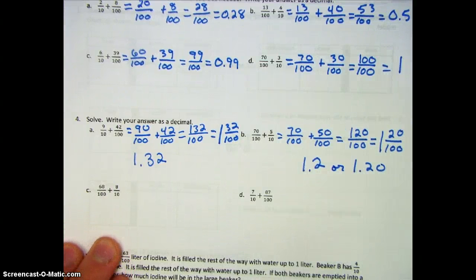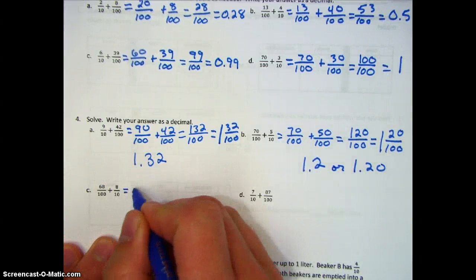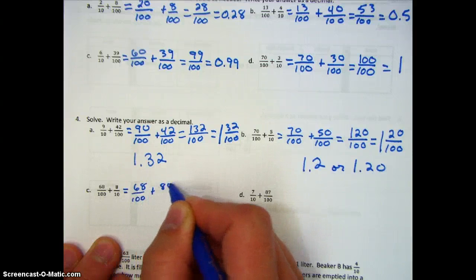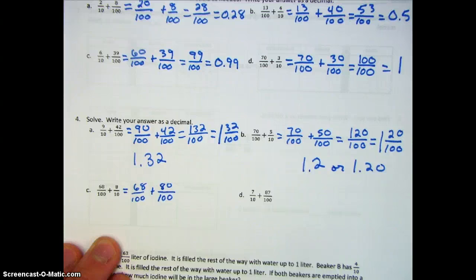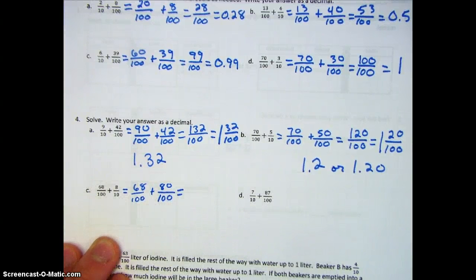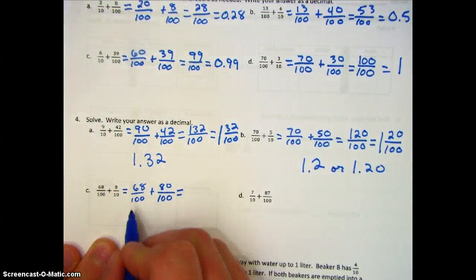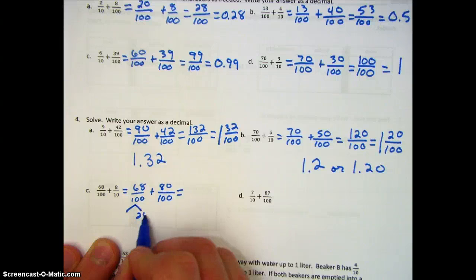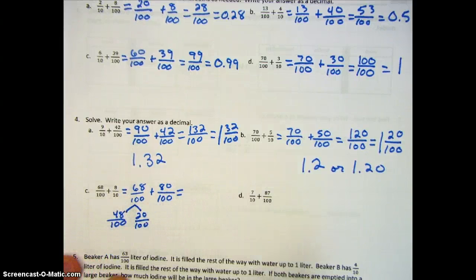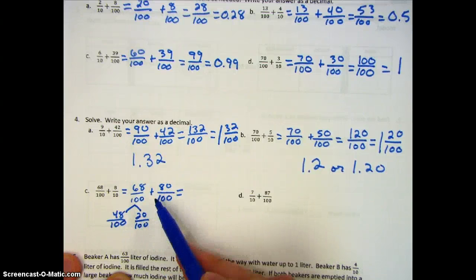Another way to solve this. So we have 68 hundredths plus 80 hundredths. Now, one other way that we could solve this is to make our ones first. So, for example, we can break up our 68 hundredths into 20 hundredths and 48 hundredths, because I know that 20 plus 80 is going to give me 1.